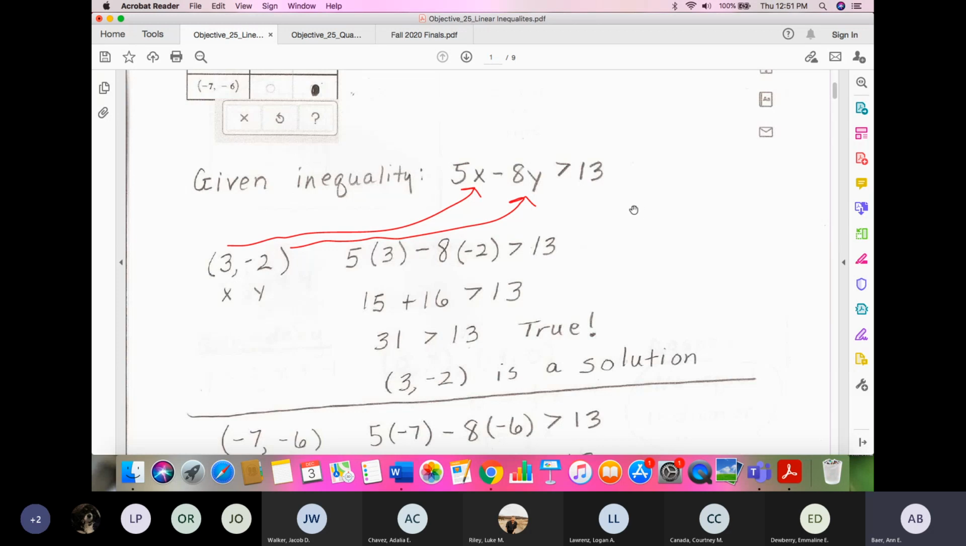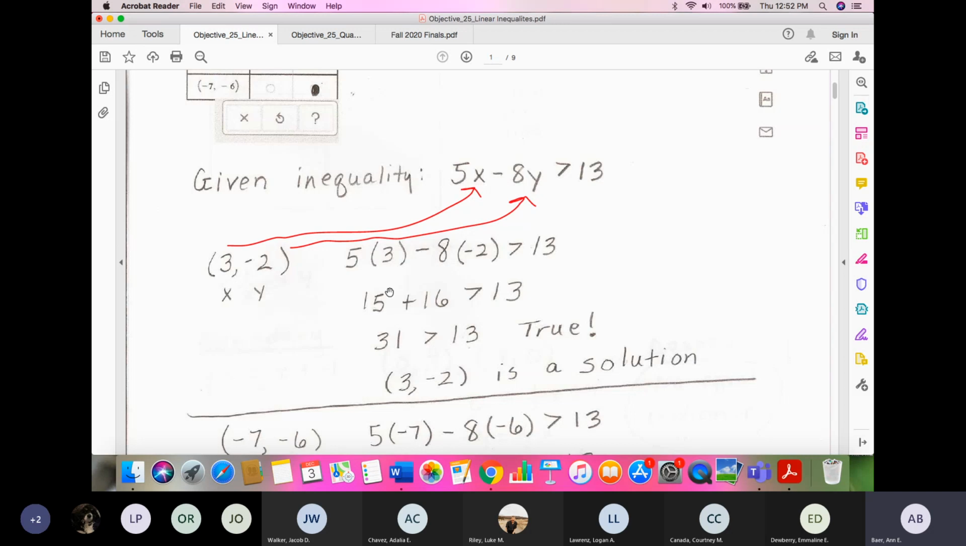So we get 5 times this 3 here gets plugged in for x. So we get 5 times 3 minus 8. So we have 5 times 3 from this one, minus 8 from here. And what's going in for y? This -2 right here. -2 goes in for y. Greater than 13. So we want to know if that's a true statement or a false statement.